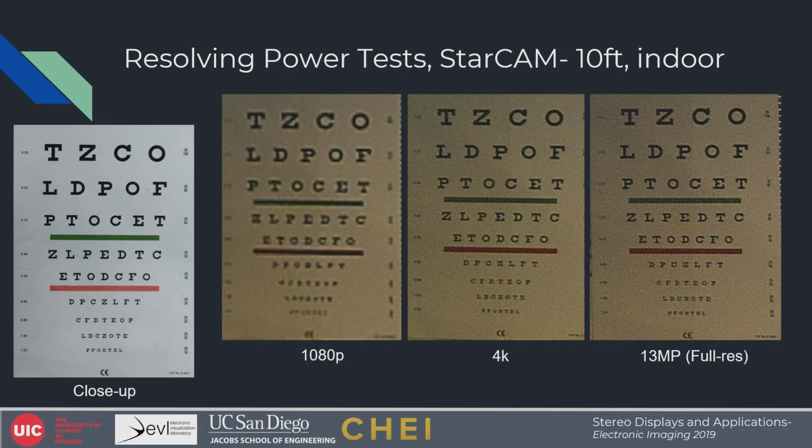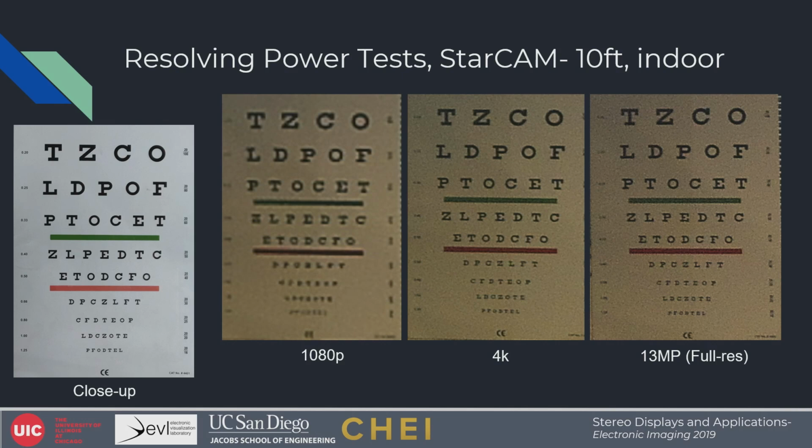To evaluate the actual acuity or resolving power of these cameras, we did an eye chart test, which served pretty well. On the left, you've got the standard medical eye chart, which has letters scaled to the appropriate size so that when read at 10 feet, you'd be able to determine the acuity of the system. We tested the system with this eye chart at 1080p, 4K, and 13 megapixels to see how the resolving power changed.